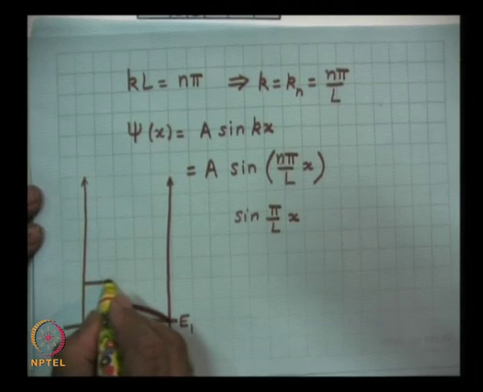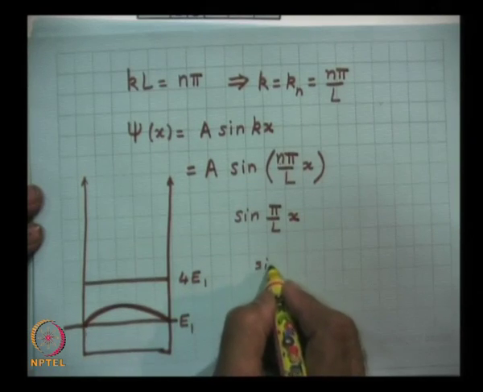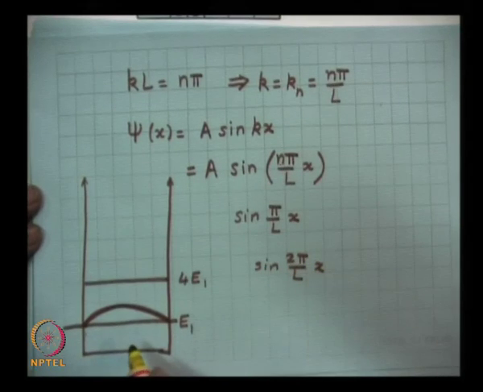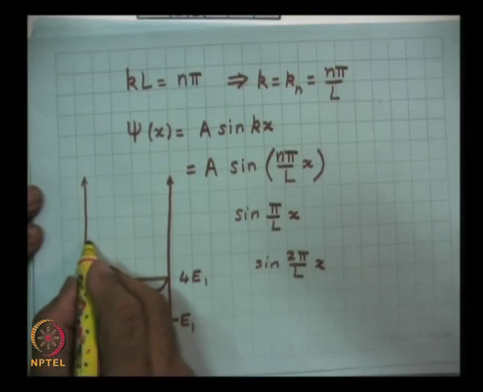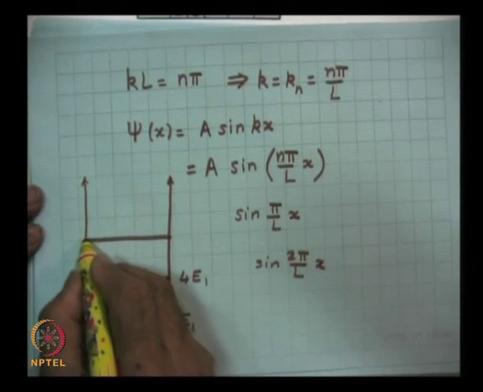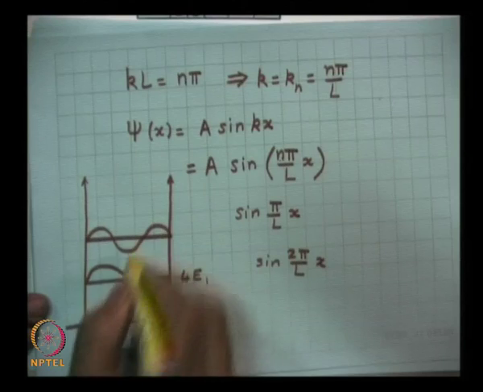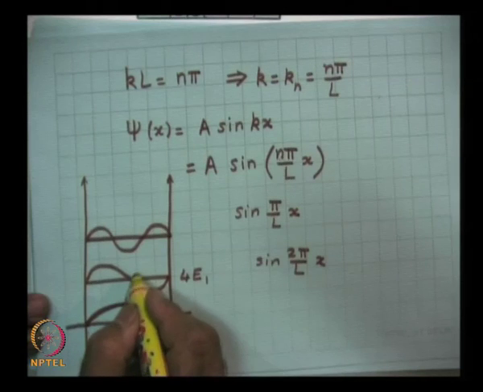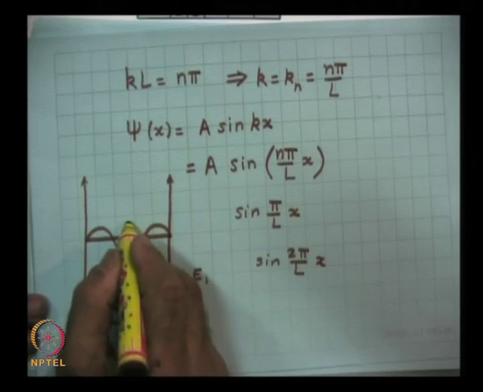The second state is 4 times E 1. So, this will be sin of 2 pi by L x. So, at x is equal to L by 2, it becomes 0. So, it will be something like this. And the third wave function will be something like this. The first wave function is symmetric about the point x is equal to L by 2. The second wave function is antisymmetric with respect to x is equal to L by 2. The third function is symmetric.